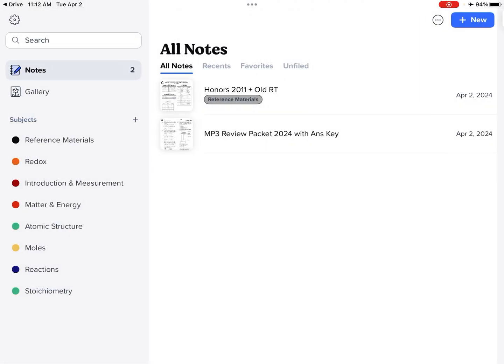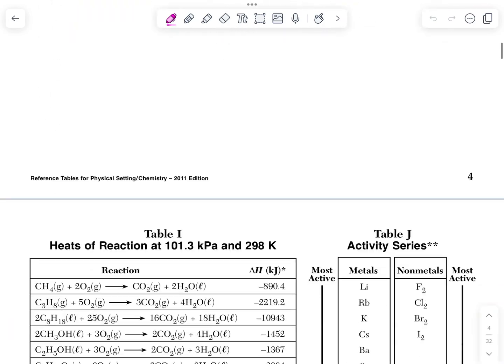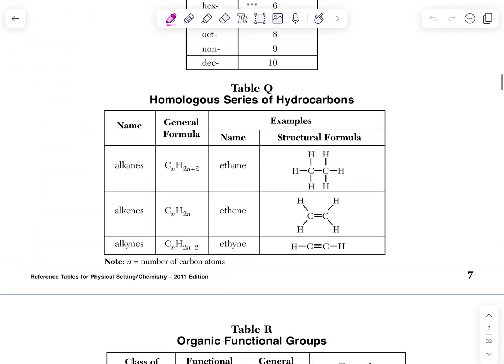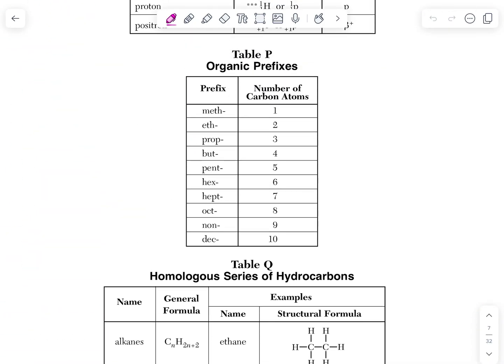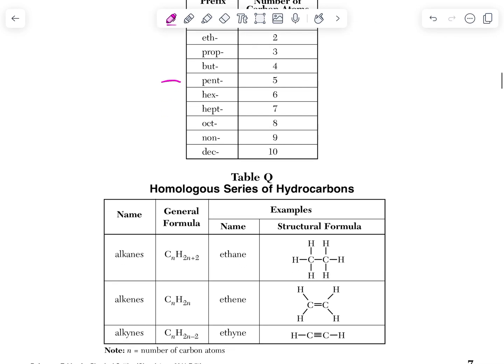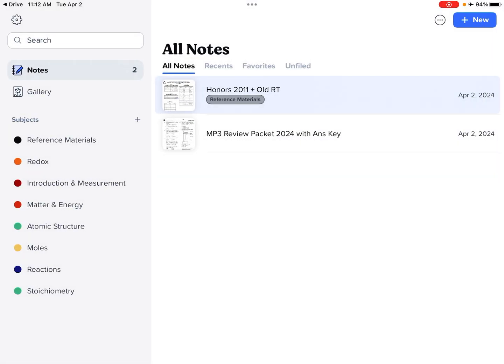Now, if you didn't know that, here we have the reference table. 5 carbons is pent. And then I noticed that all of the bonds were single bonds, so it's got to be an alkane, all single bonds. So it's a pentane.